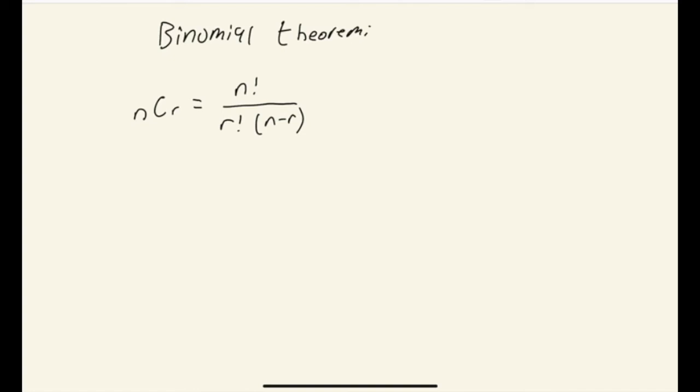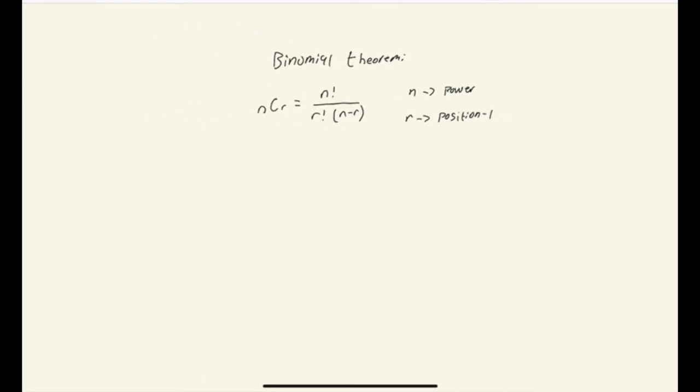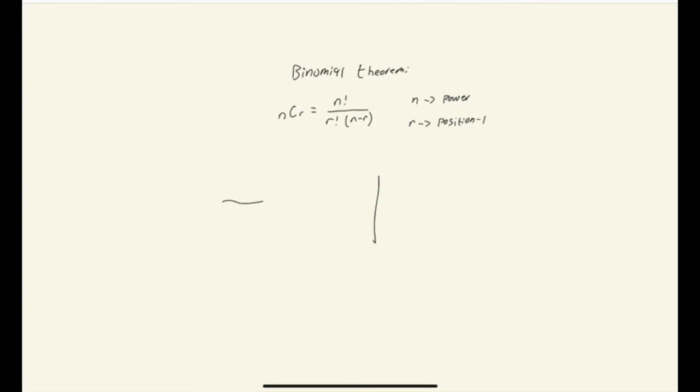Okay? Now, n is the power. r is one less than the position, so position minus 1. Okay? So for example, we're going to do an example in a second, but first, let's do a table. We're going to do a table, okay?